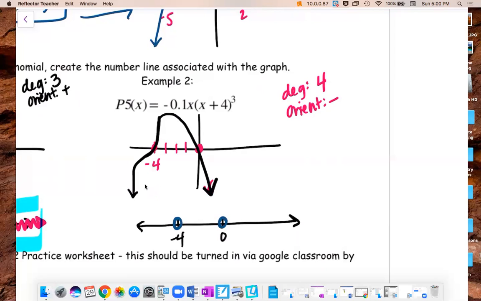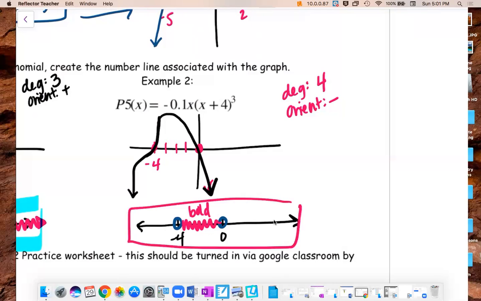And then the only part we need to recognize is the part that's bold. So from -infinity to -4, this part of the graph is below the x-axis. So that means this part of my number line should be not bold. Then from -4 to 0, this part is above my x-axis. So that means in between here needs to be bold. So I'm going to represent that with my squiggly line. So this just means bold. And then from 0 all the way to +infinity, this is below the x-axis again, so this is going to stay not bold. So then this is going to be your final number line for that polynomial, okay?